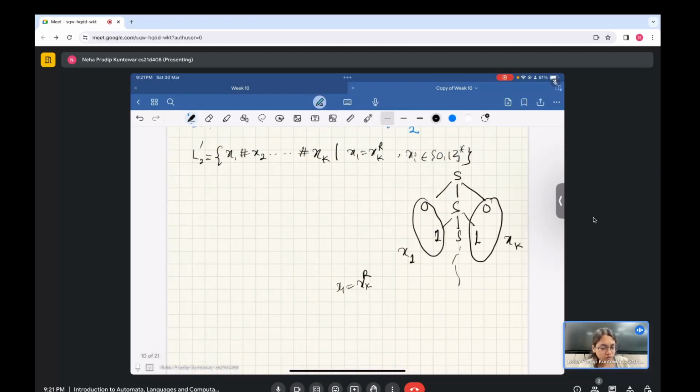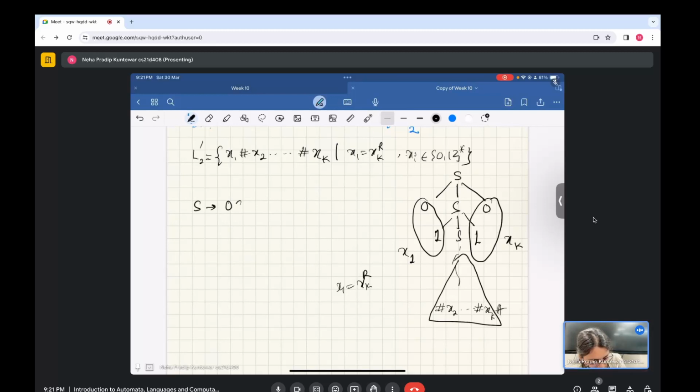Now what we want to do further is that in between we want to have this #x2 and so on #xk. We just want to make sure that there is a block of strings here that can be generated. So I'll just write whatever we have.